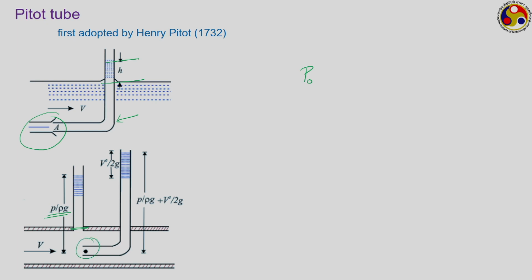And now, at this point, as the kinetic energy is getting converted to pressure energy, here we are going to get a measure of the stagnation pressure, and accordingly the liquid column height will be more here. So, we know that P naught will be equal to P plus half rho v square, or if we divide this by gamma or rho g, then P naught by rho g is equal to P upon rho g plus v square by 2 g. This is the stagnation pressure head, this is the static pressure head, and they are different.